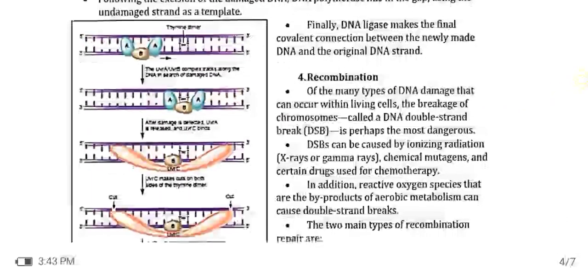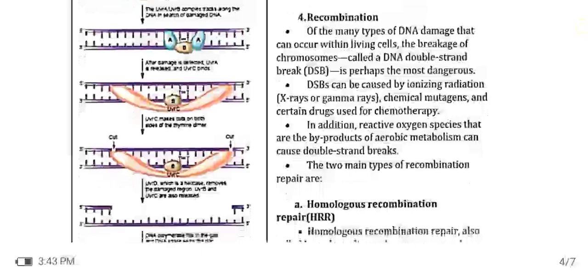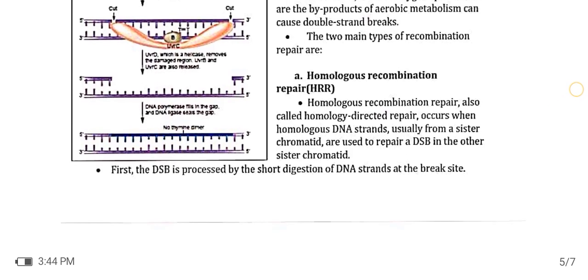Then recombination repair. Of the many types of DNA damage that can occur within the living cell, the breakage of a chromosome, called a DNA double-strand break, is perhaps the most dangerous. DSBs can be caused by ionizing radiation, X-rays or gamma rays, chemical mutagens, and certain drugs used for chemotherapy. In addition, reactive oxygen species that are byproducts of aerobic metabolism can cause double-strand breaks. The two main types of recombination repair are homologous recombination repair, or HRR, and non-homologous end joining.